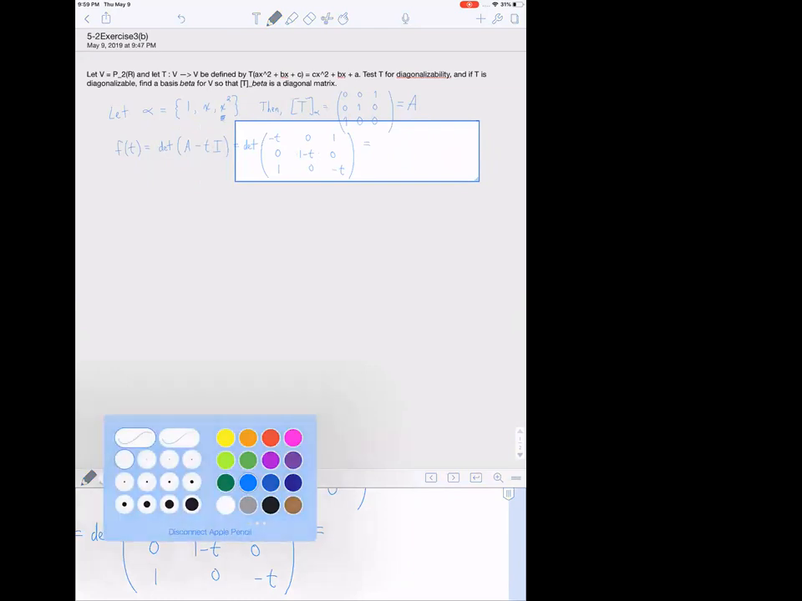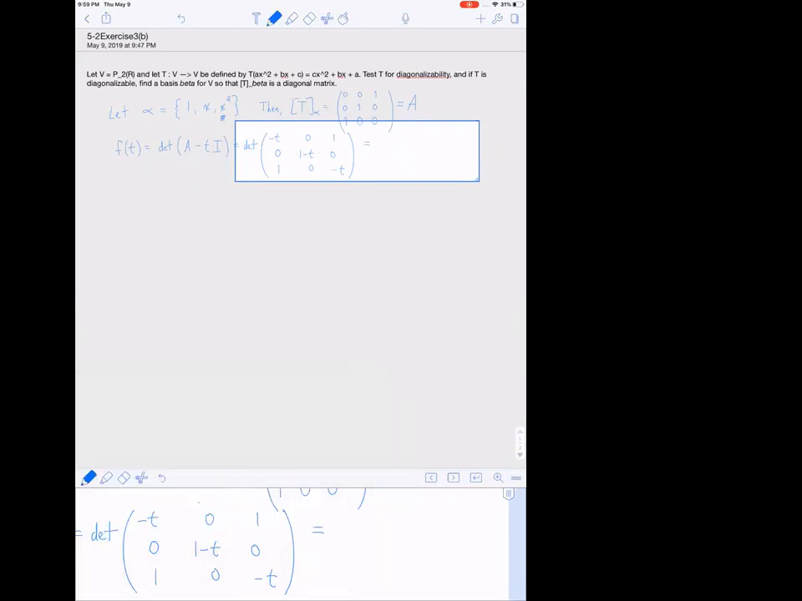So let's see. 0 would be -1 times 0 times the resulting subdeterminant. So then I would have 1 minus t times the determinant of the resulting submatrix. That should be minus t times minus t is t squared, minus 1 times 1, that's t squared minus 1, and then plus 0. So that's great.